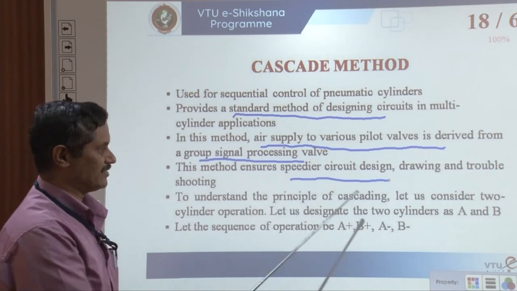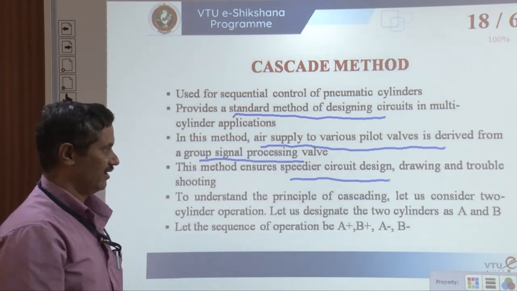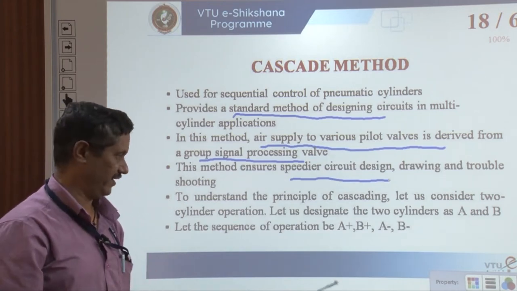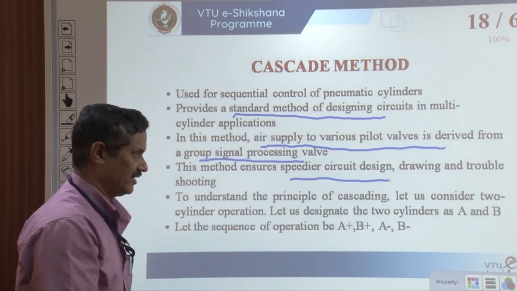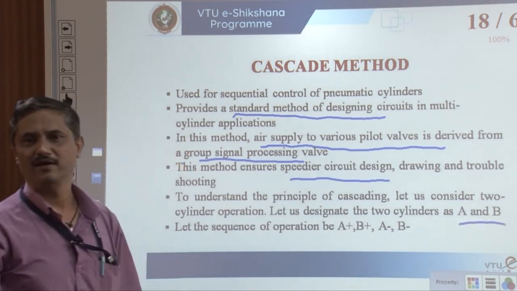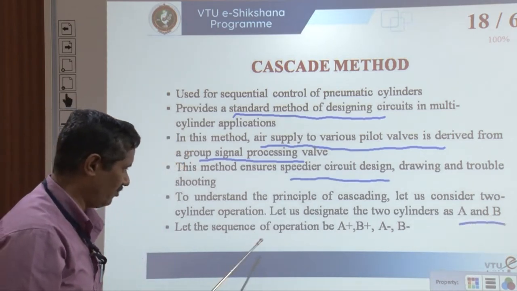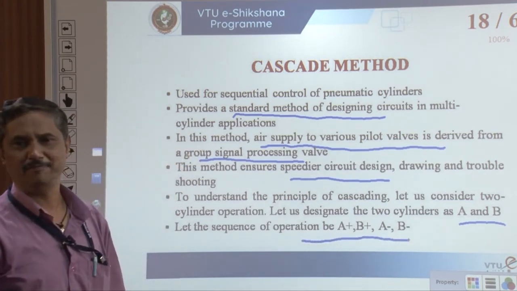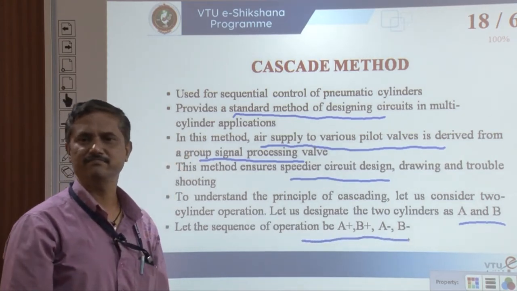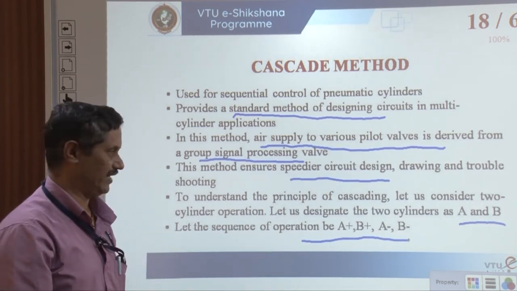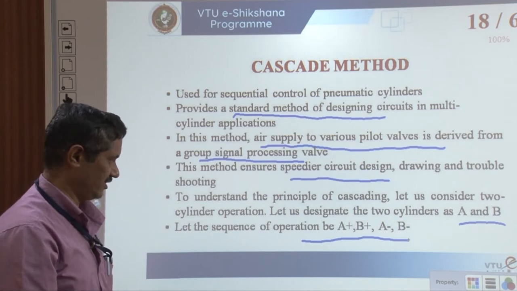To understand the principle of cascading, let us consider a two cylinder operation at the initial level, and let us designate the two cylinders as A and B, and we will now try with the operation A plus, B plus, A minus, B minus. This is what we are trying to concentrate on in many cases, in the industry also.